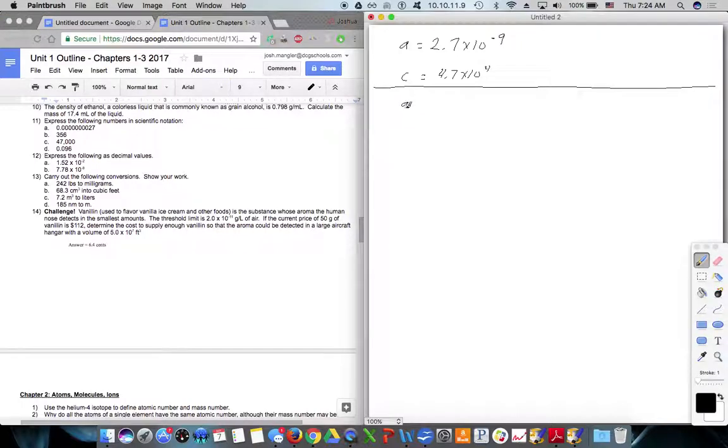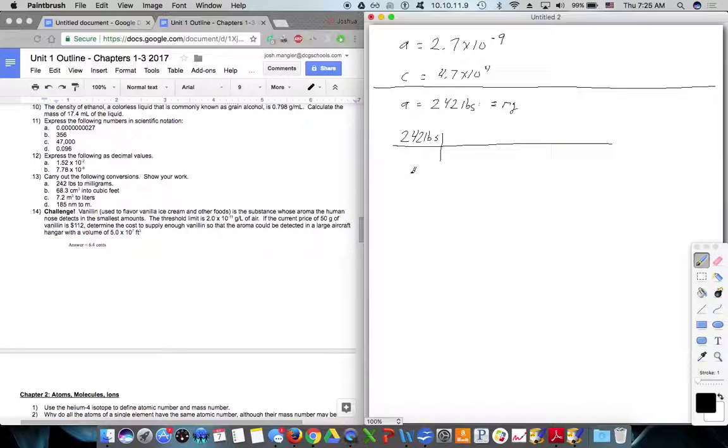If we have A, that is 242 pounds into milligrams. Let's see here. This eraser is not good. All right. We're going to start with the given information, 242 pounds. And we're trying to get to milligrams.